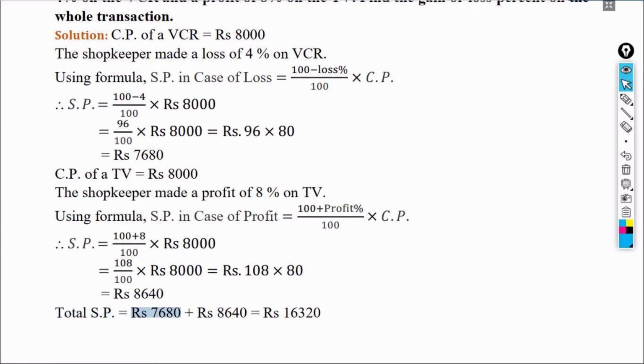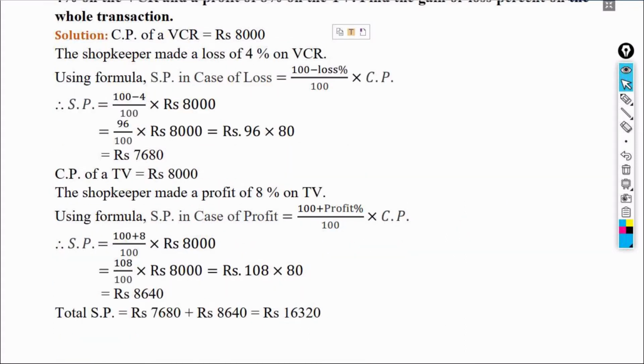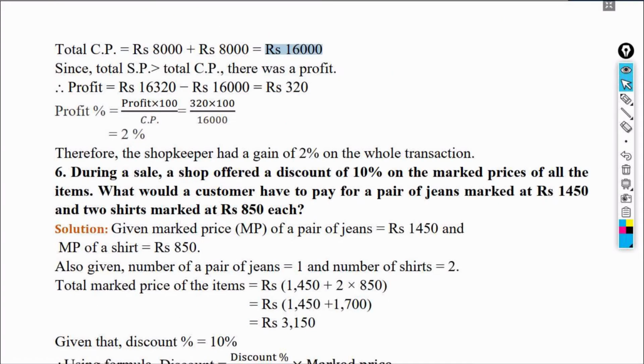Now find total SP. SP of VCR plus SP of the TV, and the total is rupees 16,320. Now total CP, that is 8,000 plus 8,000, rupees 16,000. Then it is very clear. SP is 16,320 and CP is 16,000.